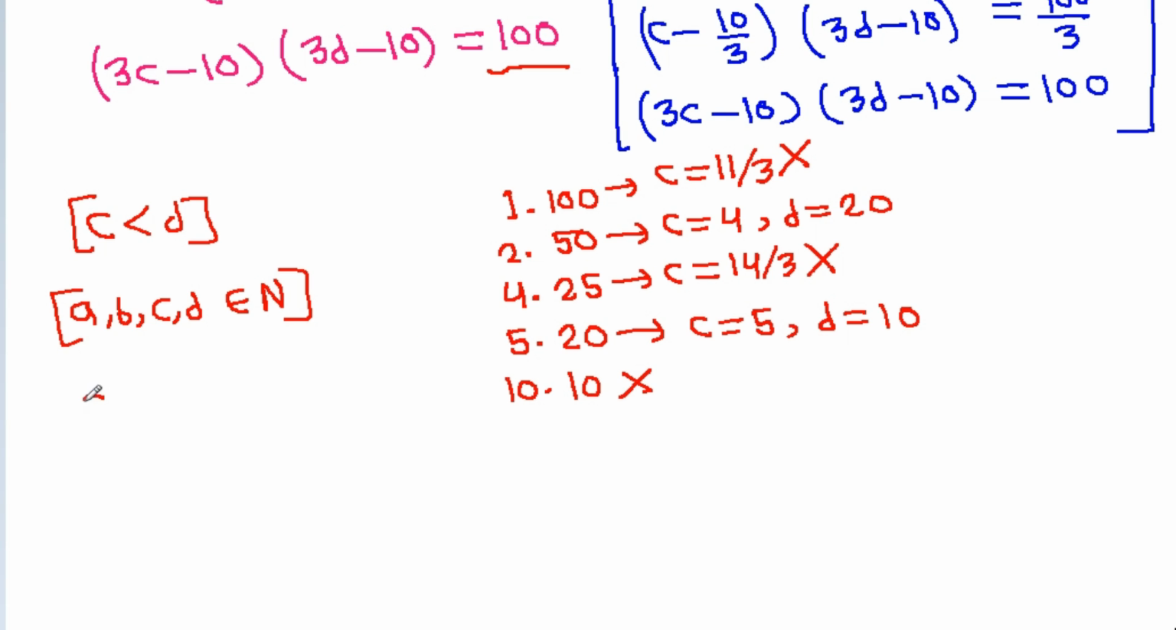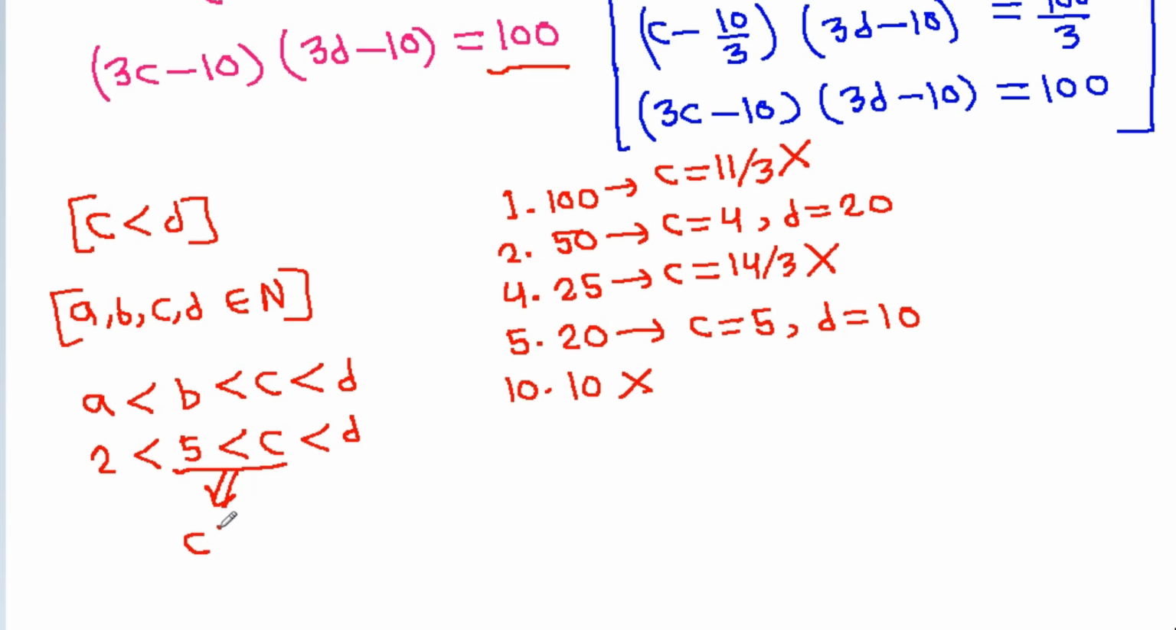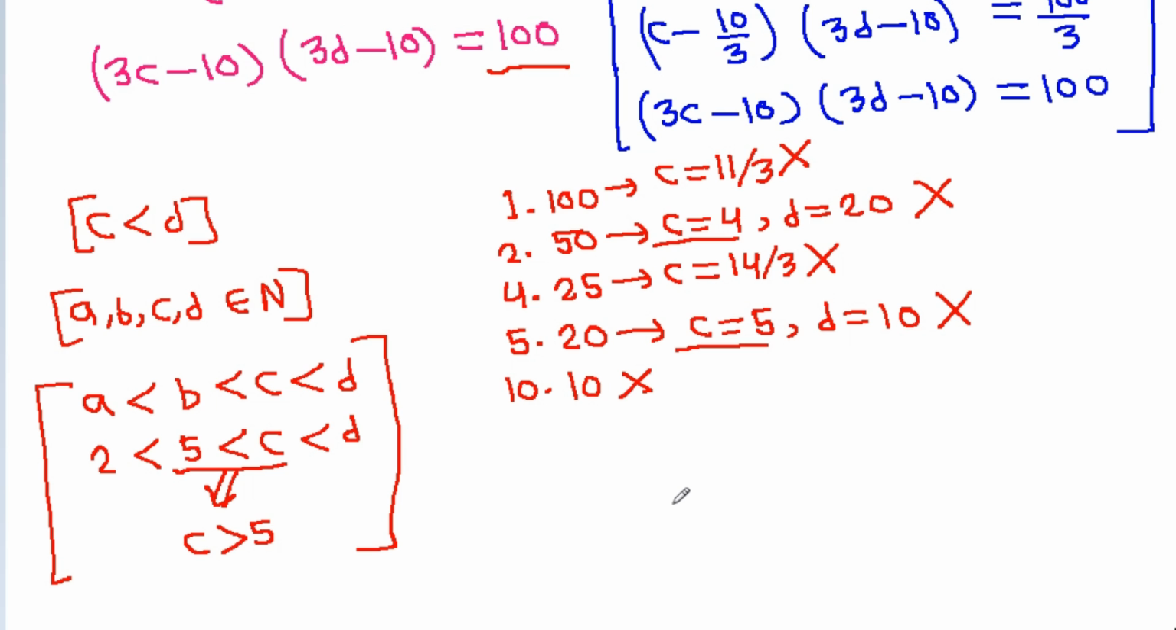And also we have a < b < c < d. And a is 2, b is 5, less than c, less than d. And 5 is less than c, that means c will be greater than 5. So c cannot be 4, it is not possible, and c equal to 5 is not possible. So here we get no solution.